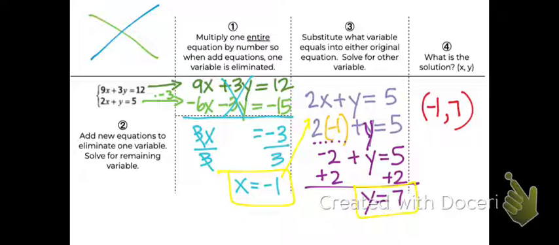If you were to graph both of these equations, you would see that they intersect at this point, negative 1, 7. Negative 1, 7 is one of the many solutions to the blue equation and one of the many solutions to the green equation, and it's the one solution that they have in common. So it's the solution to the system of equations.